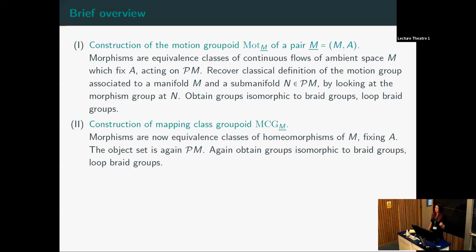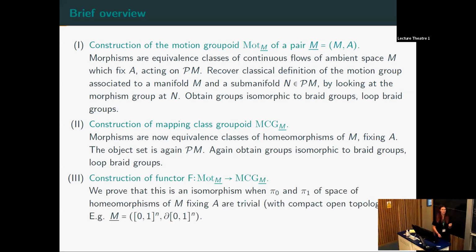So then, of course, the obvious question is, in general, what's the difference between these two things? So that's the last thing we're going to talk about: how to construct a functor between these two groupoids and when this functor becomes an isomorphism. In particular, this functor becomes an isomorphism if the pi0 and pi1 of the appropriate space of homeomorphisms of the manifold M fixing this subset A is trivial.